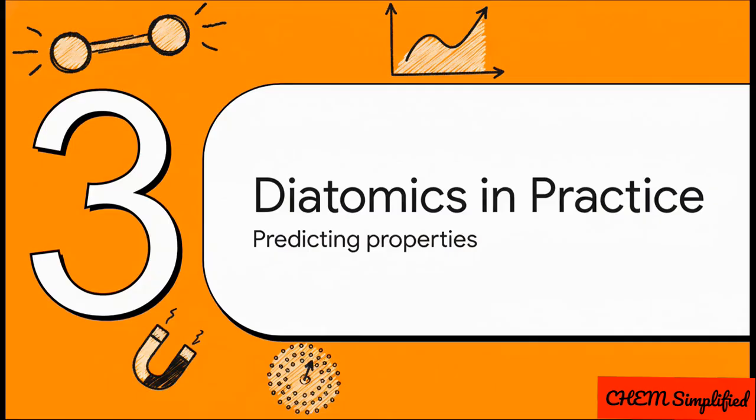All right, so we've built the machine. Now let's see what it can actually do. This is the real payoff, you guys. We can use these diagrams to predict tangible, measurable things about molecules. Their bond strength, their length, even their magnetic properties. This is where the magic happens.